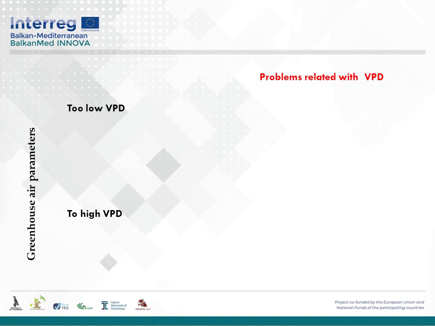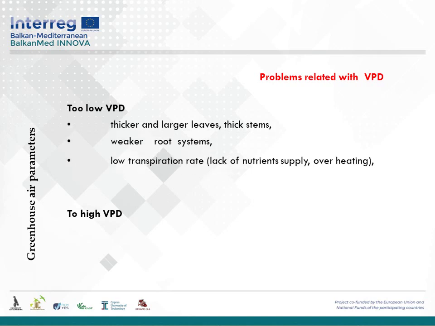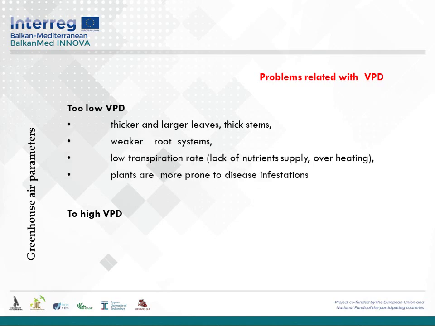In case the VPD values are too low for a relatively long time, specific problems will appear in the plant. Indeed, the plant will have thicker and larger leaves, thick stems and longer internodes, but meantime the root system will be weak and shallow. But the most serious problem is the low transpiration rate, and this is followed by a lack of nutrient supply and the overheating of the plants.